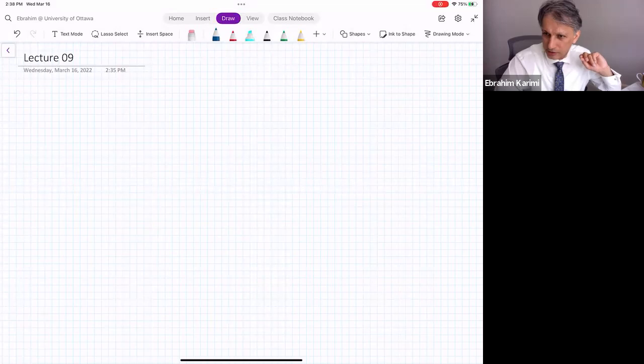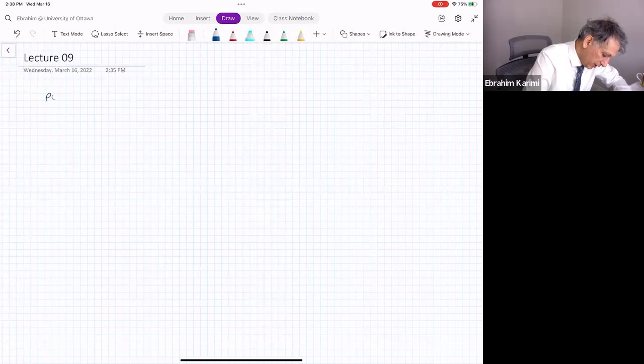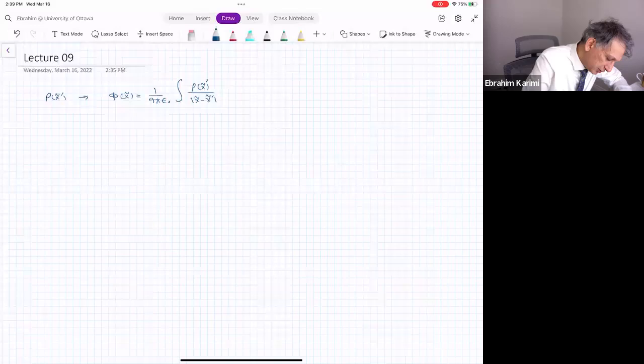So, just to review that, if we assume that we have a specific charge distribution of rho of x prime, then from this rho of x prime, we expect to find out what's going on with the potential. And we assume that the boundary is at infinity, and we are not dealing with finding and dealing with the boundary conditions here.